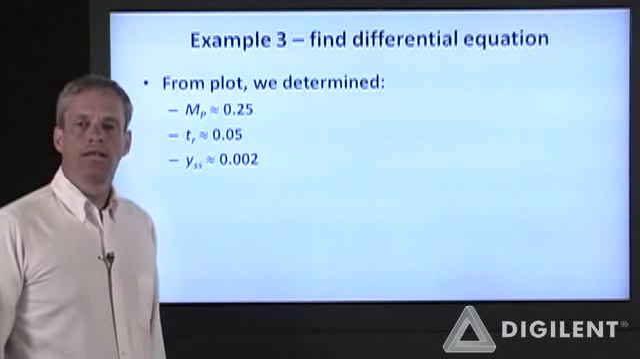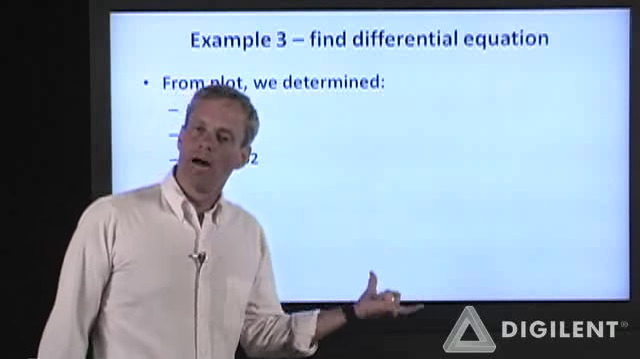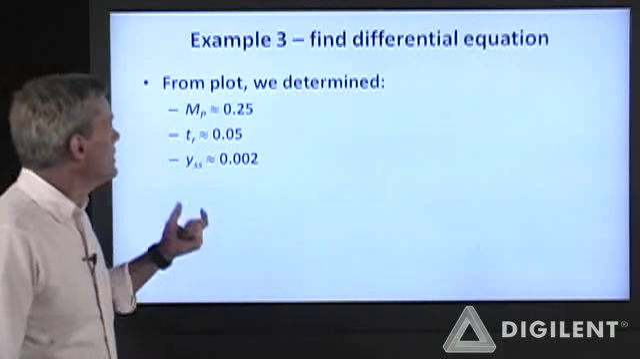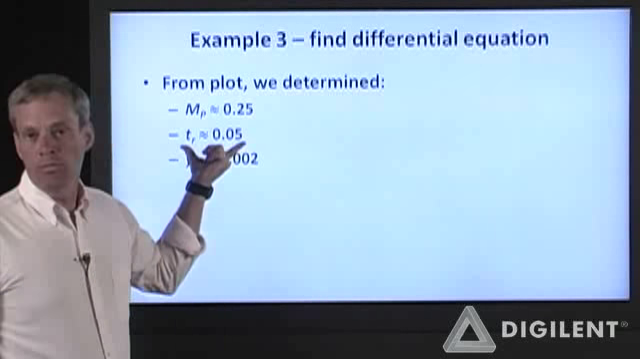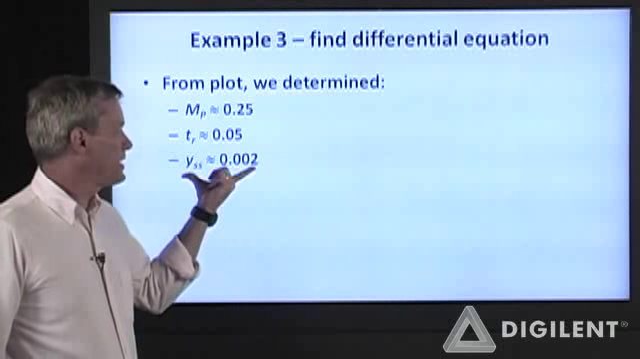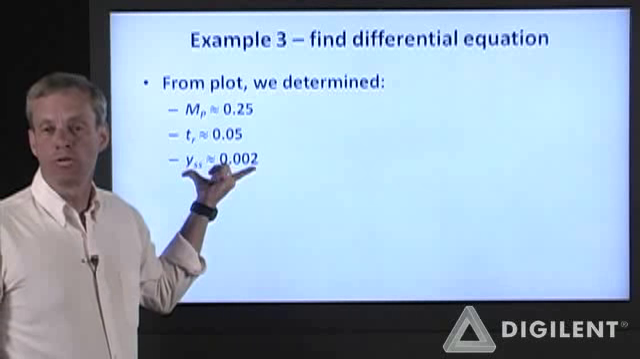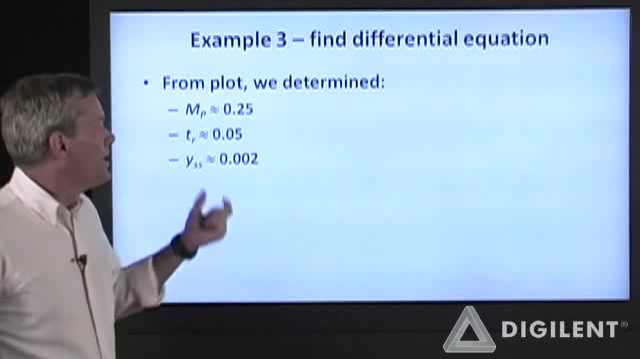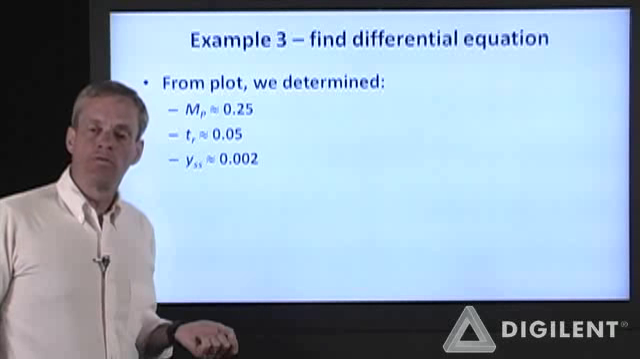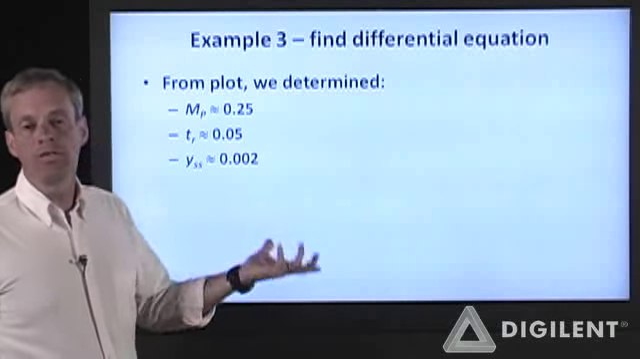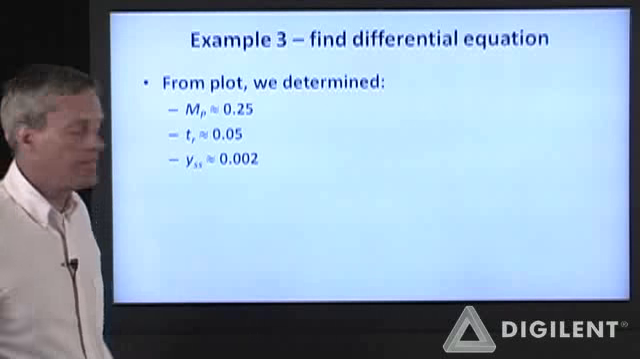On the previous slide, we used the measured response data from a step input to determine that the overshoot was 0.25, the rise time was 0.05 seconds, and the steady state response was 0.002 for this system. Now we can use these to determine the damping ratio, the natural frequency, and the DC gain, which can be used to estimate the differential equation governing the system.